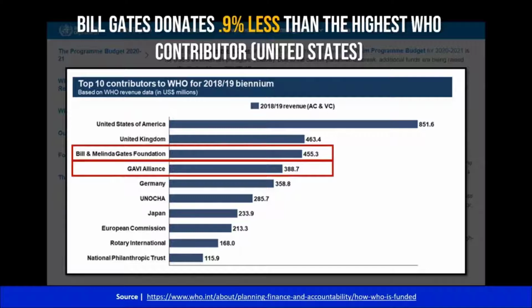So question, who is the number one donor to the WHO? Bill Gates, through his two organizations, Bill and Melinda Gates Foundation and Gavi. So expect to see him on every single channel as the hero that's going to save you from the coronavirus.